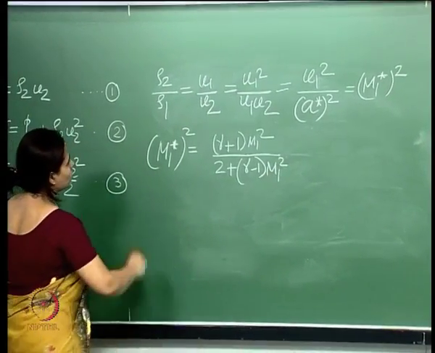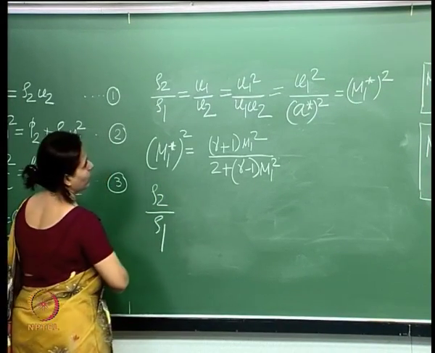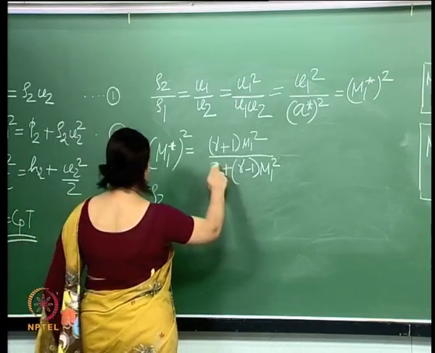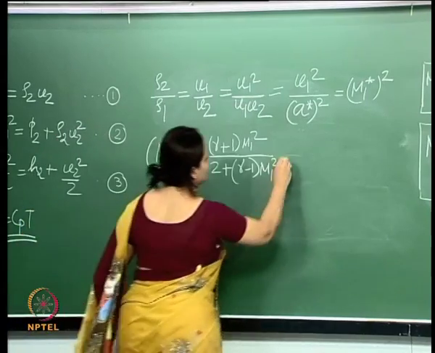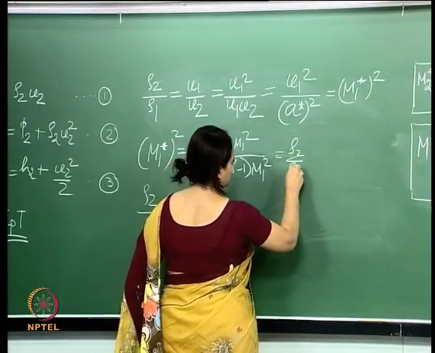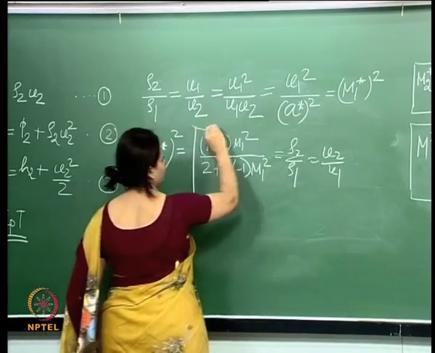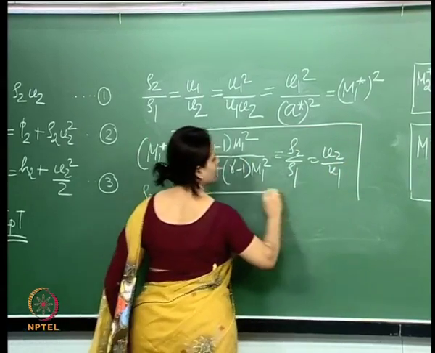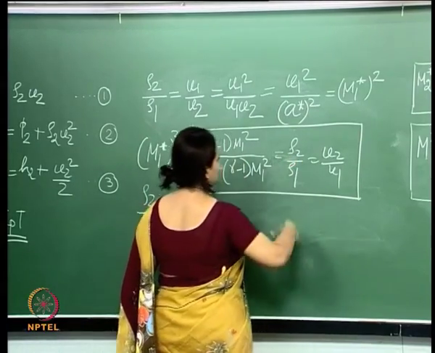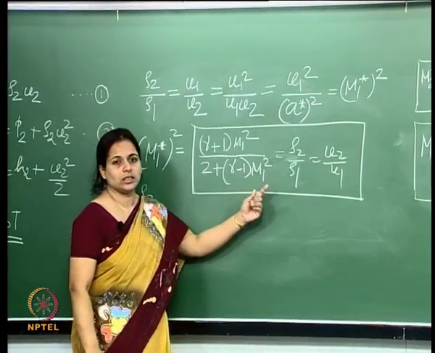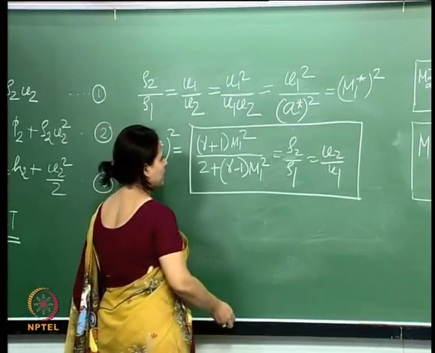Okay. So, if that is true, then what we can write here is that rho 2 by rho 1. So, this is actually equal to rho 2 by rho 1. Therefore, this is a relationship between the densities, and that we write in terms of the incoming Mach number.